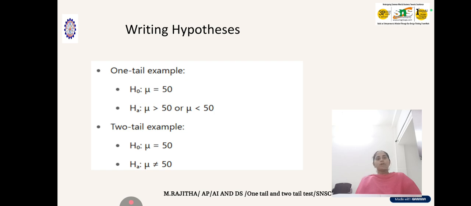It is important to choose the correct form of hypothesis based on the research or business goal. Incorrect hypothesis can lead to incorrect testing and conclusion. The hypothesis also helps in determining the rejection region and the p-value interpretation.